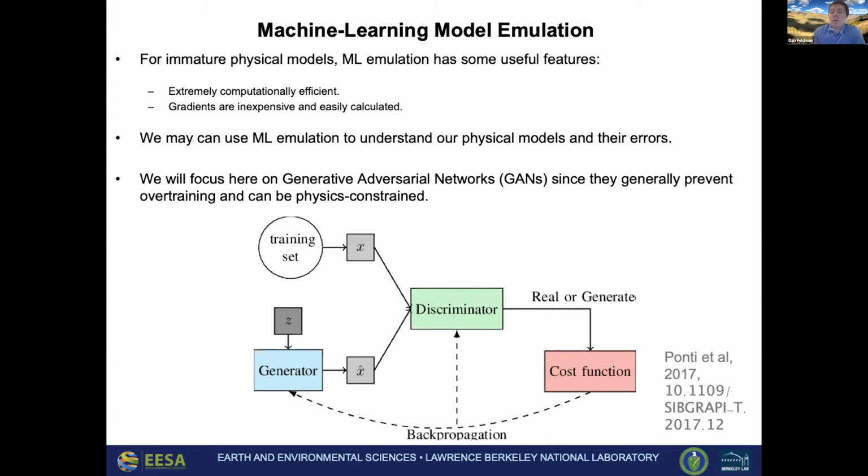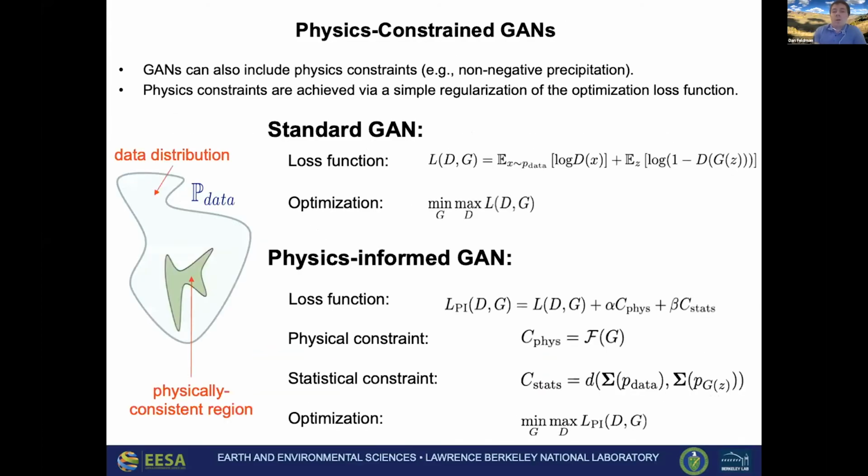I'm showing here one application with a generative adversarial network, or a GAN, and this is designed to prevent overtraining and enforce physics constraints. So this is one type of emulation that we can do. Here I'm going to talk briefly about a physics-constrained GAN. These GANs try to optimize along a loss function, and then you can create a physics constraint and achieve it with a simple regularization of the optimization loss function, which is shown down here.